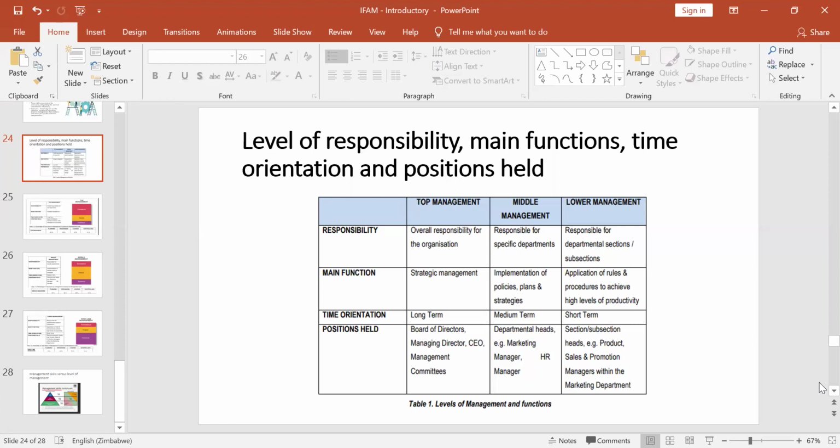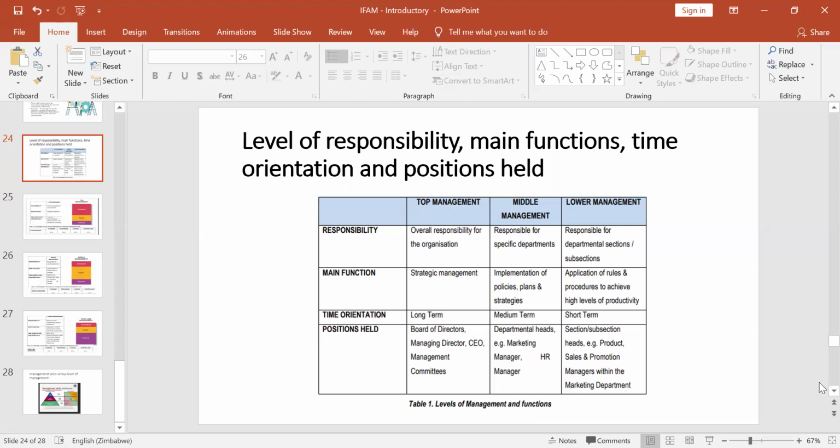So the top management is responsible for the overall responsibility of the organization. This is why they need conceptual skills. You saw on the illustration on conceptual skills, someone was thinking very hard. They were thinking about a lot of things, trying to connect one to the other and so on. That is what a top manager needs.